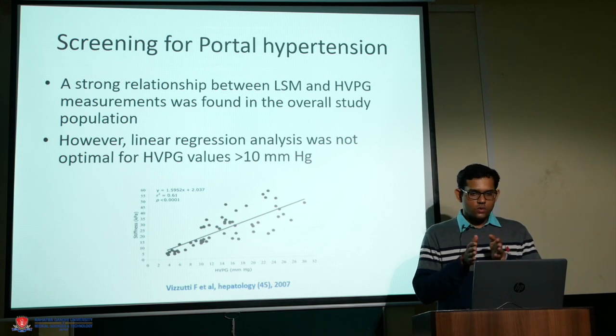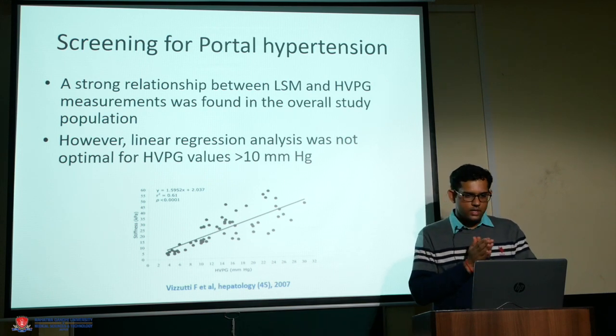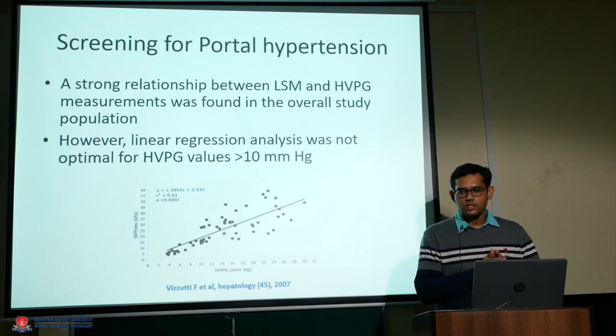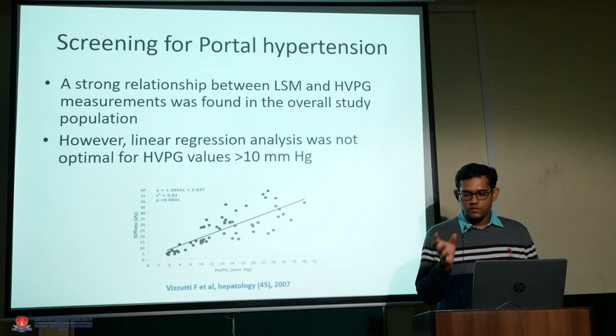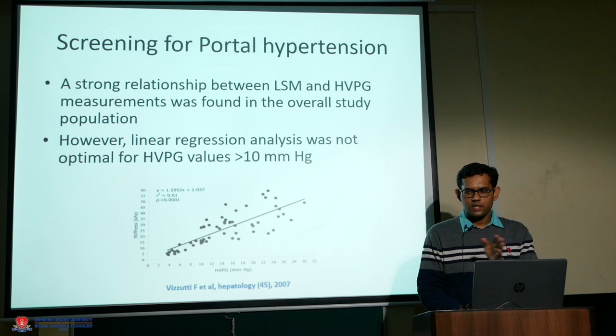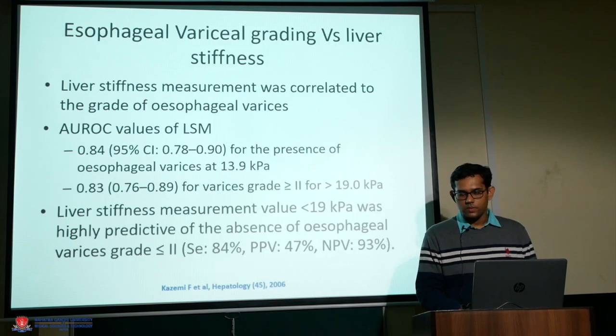So basically the amount of portal hypertension and the stiffness of liver is closely correlated, and hence this investigation, which measures the stiffness, is useful for measuring the amount of portal hypertension. However, linear regression analysis was not optimal for HVPG values more than 10 mmHg. So till 10 mmHg it is quite correlating, more than that there is some amount of problem.